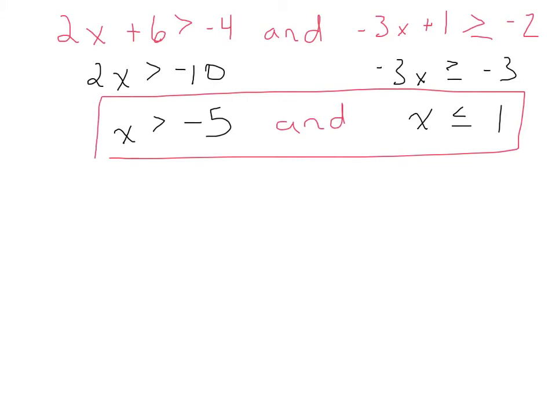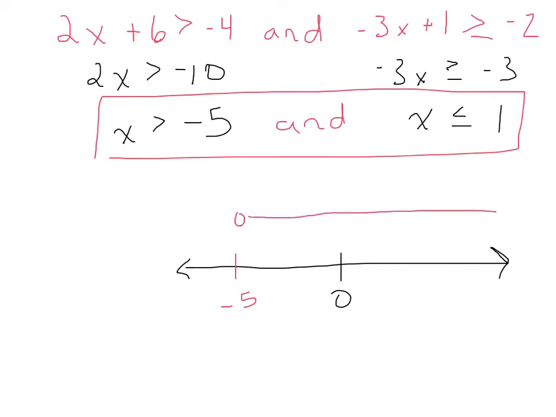Now on the number line, I'm going to shade them very carefully. I'm going to start with x is greater than -5. So -5, open circle, greater than means I'm shading over to the right. x is less than or equal to +1, so a closed circle at +1, shading over to the left.